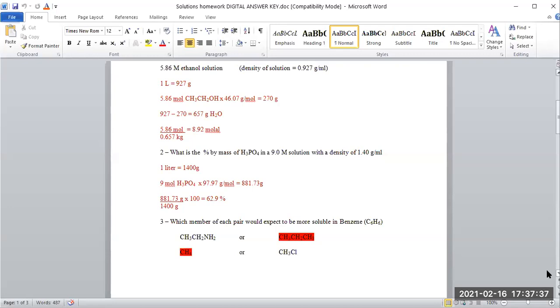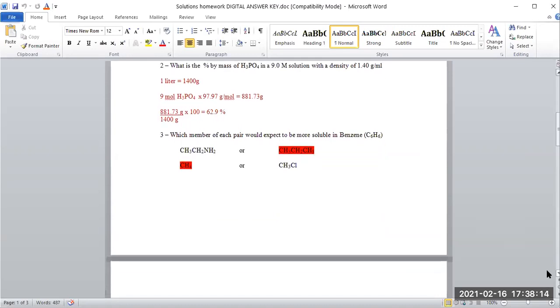Start with your 1 liter, in this case, gives you 1,400 grams. Your 9 moles of phosphoric acid times a molar mass of 97.97. Big chunk of the solution is actually the phosphoric acid, so 881.73. This one is part over whole times 100, and that will give you a percent by mass of 62.9. If you rounded it and called it 63, that was fine.